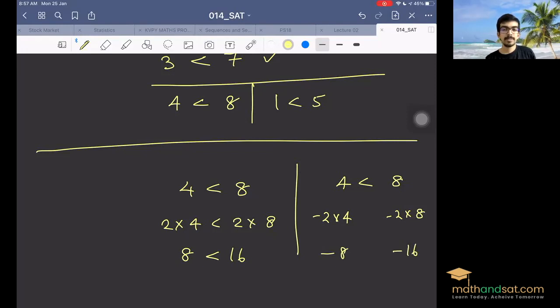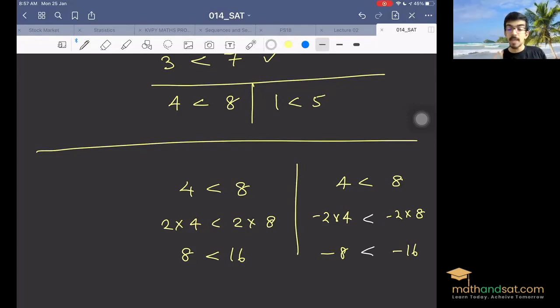Now tell me what happens. 4 less than 8 is a true statement. Now if I put the less than sign here, this doesn't make sense, because minus 8 is greater than minus 16. Why is minus 8 greater than minus 16?